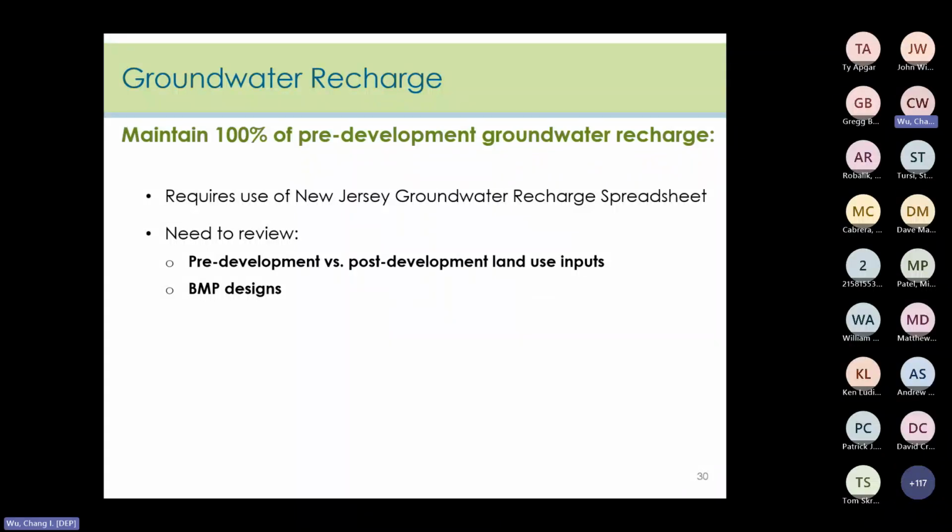And then another method is to maintain 100% of pre-development groundwater recharge. This method needs to use the New Jersey groundwater recharge spreadsheets. And under this method, you need to review those inputs for the pre- and post-construction conditions.